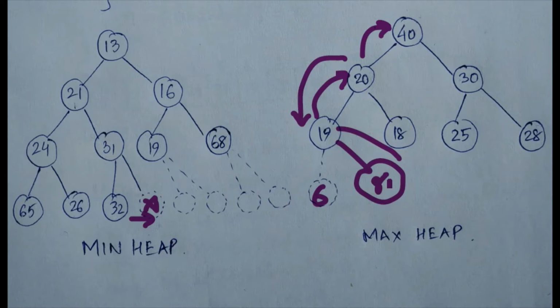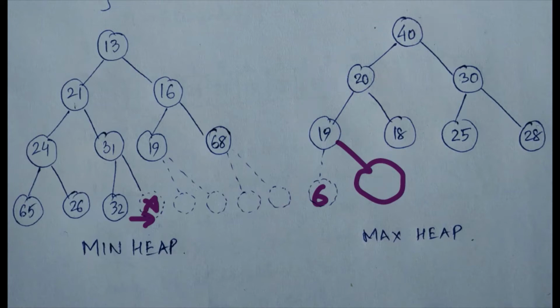No, 40 is smaller than 80, so 40 will come down, and eventually this space will be empty because I'm moving all these elements down. I moved 19 here, I moved 20 in the place of 19, I moved 40 in the place of 20, and eventually 80 will come here. And this is what we have to do in the implementation of heap. You'll see the same in case of deletion as well.